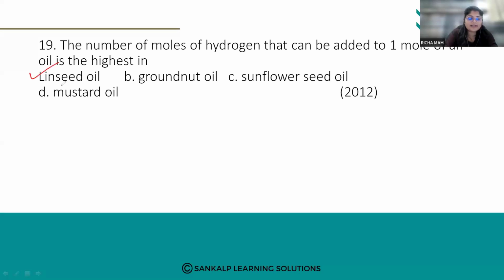So option number A is the correct answer because linseed oil has the highest percentage of unsaturation. Unsaturation means double bond is present in the molecules. So in linseed oil, more number of unsaturation is present. So the highest number of hydrogens will be added to this, in the option number A. Let us go for the next one.